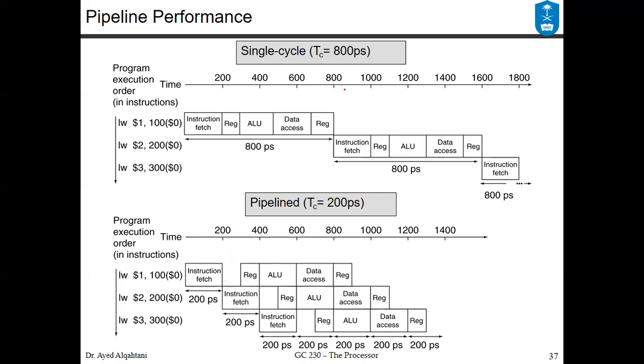Now we can find the cycle time quite easily for the pipeline: find the maximum time of all the stages. And for the non-pipeline or single cycle, you get the critical instruction, which is the load, and count the stages for the load. And we found that they are 800.